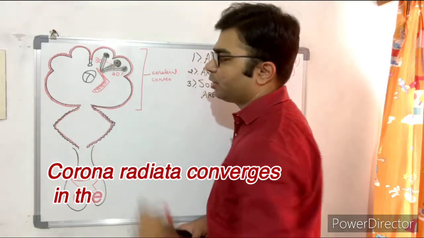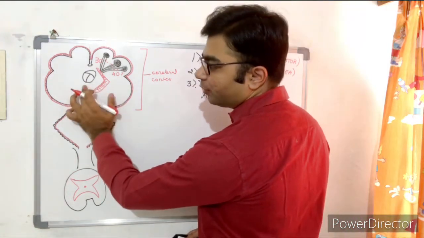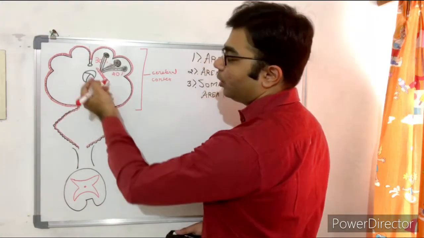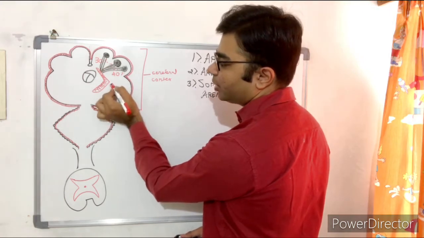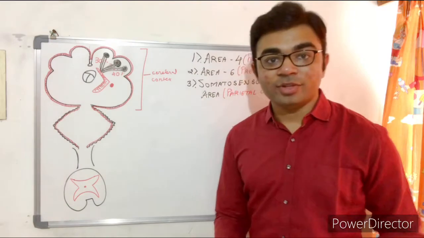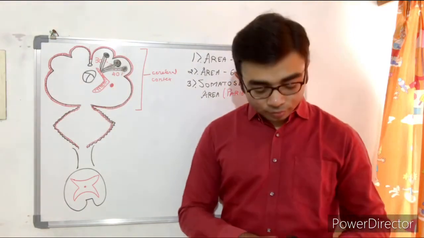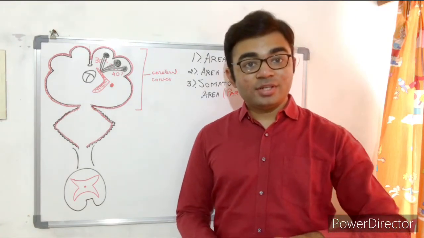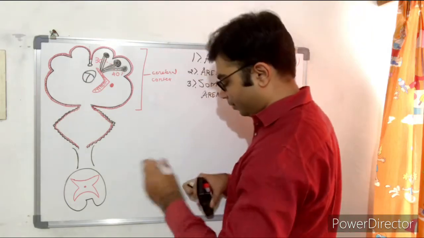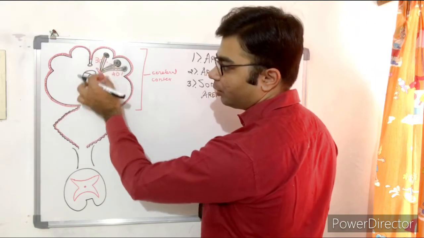We must remember some of the relations of the internal capsule: over the medial side of the internal capsule, that is towards the midline, there is the thalamus, and over the lateral side there is one nucleus which is known as the lenticular nucleus. From here, the fibers are going downwards. At the level of the internal capsule, they all converge from the corona radiata.